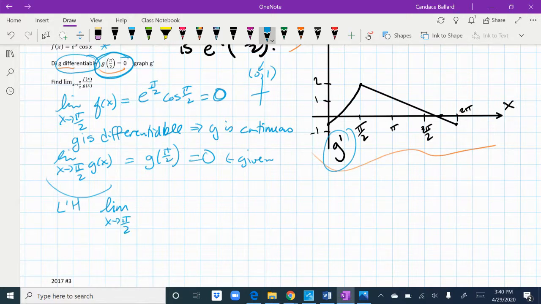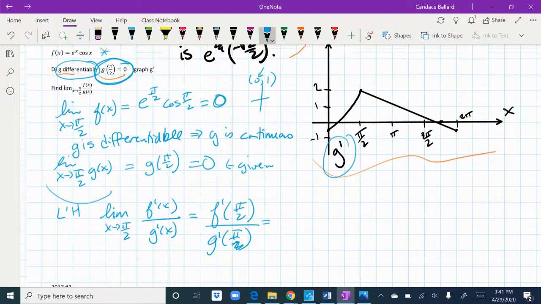All right, so I'm going to do the derivative of the top, derivative of the bottom. Derivative of f of x is f prime of x. g of x is g prime of x. All right, I'm going to use direct substitution in. So f prime of pi over 2 over g prime of pi over 2. All right, f prime of pi over 2.